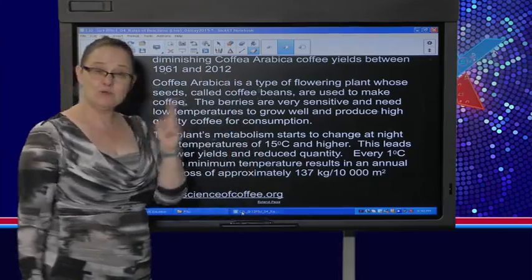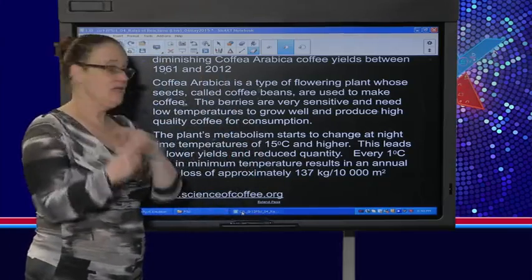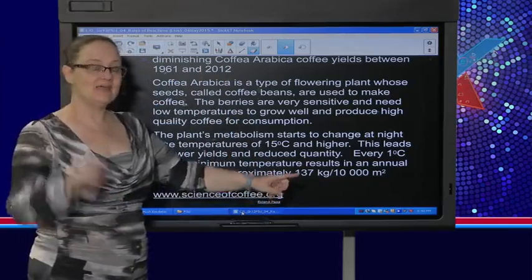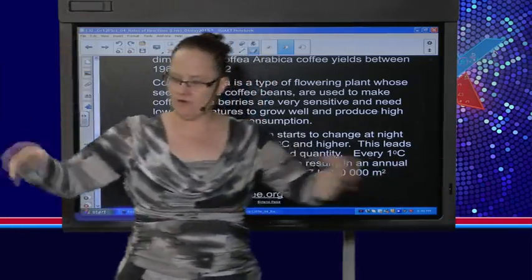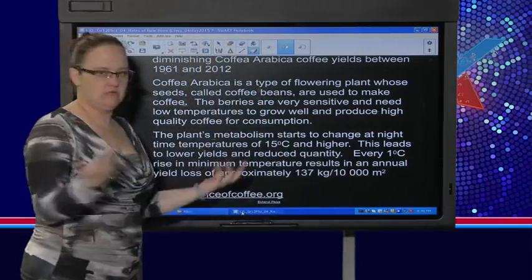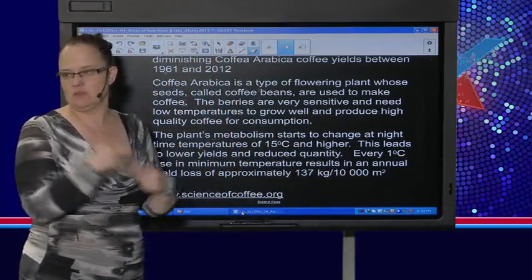But 1 degree in temperature, 1 degree. It's not about time, okay? It's 1 degree. And that would be your average temperature, okay, over a period of time. So at 15 degrees, the coffee starts to spoil. That's a bit of a problem.